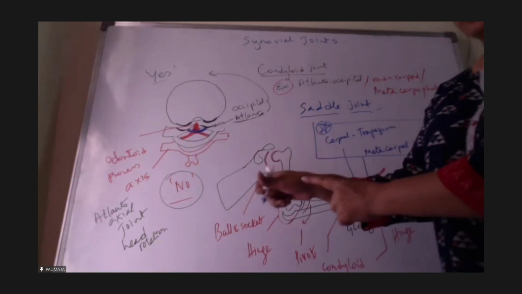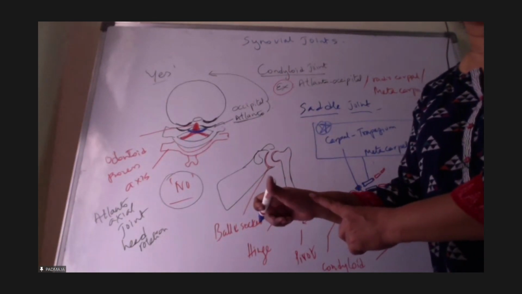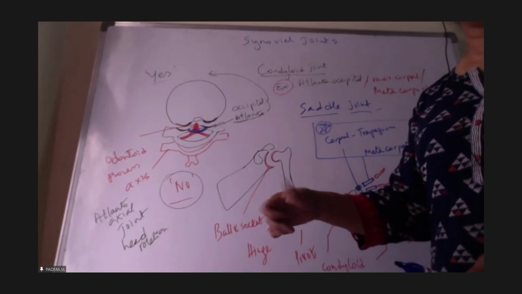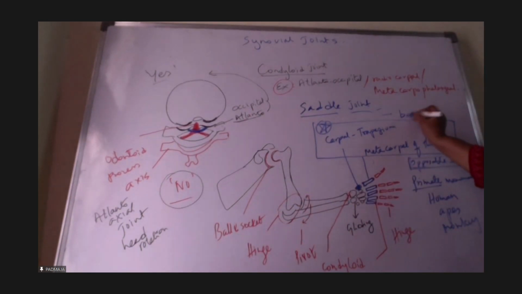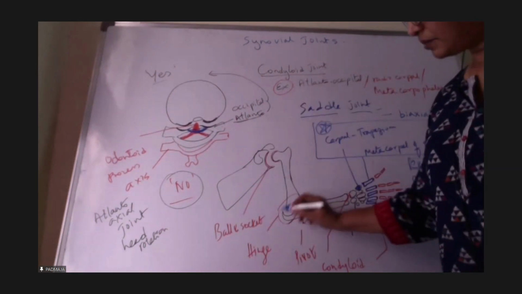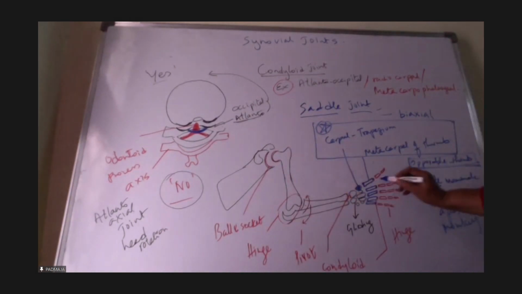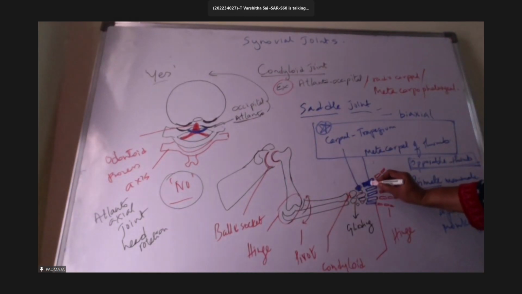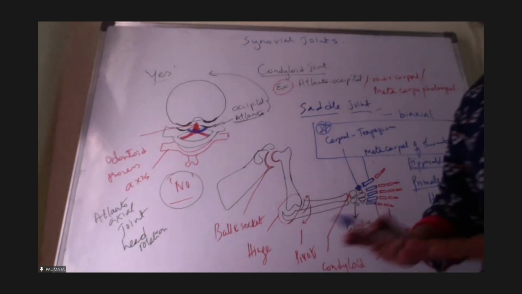So here, this joint allows biaxial movement. Both sides it can saddle. Biaxial. Example for biaxial. This is monoaxial. This is multiaxial. This is biaxial. Good. So draw this. All joints are completed.